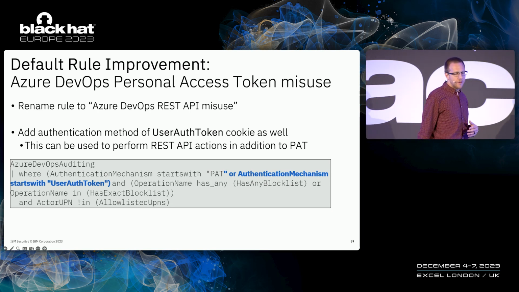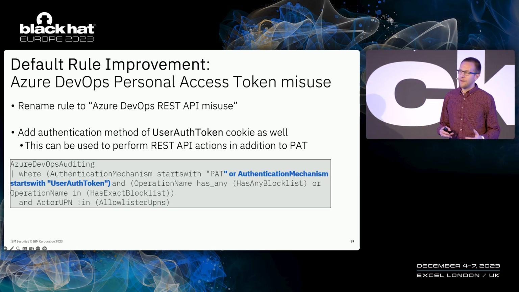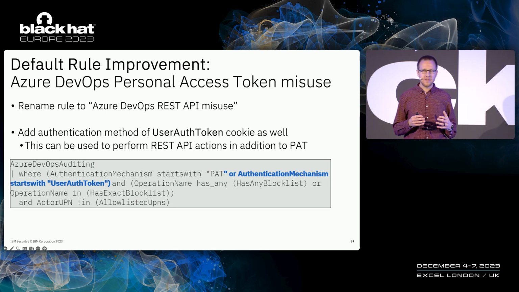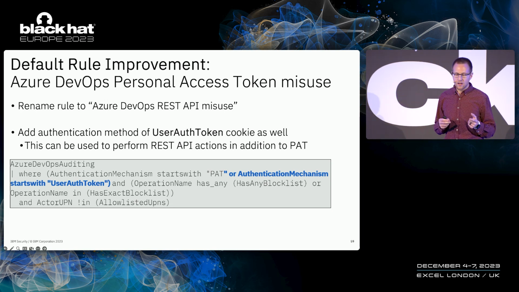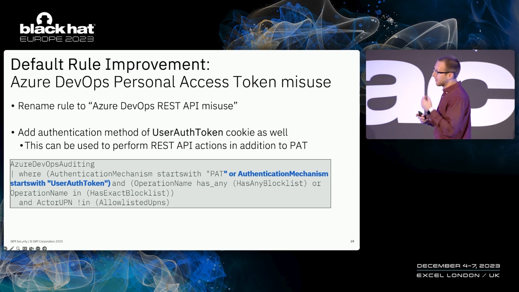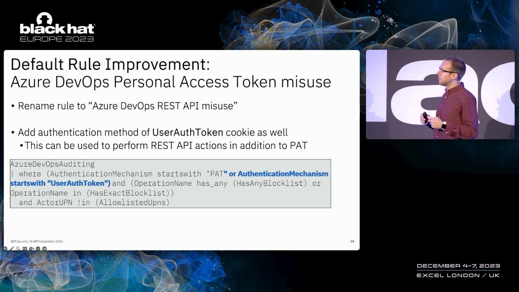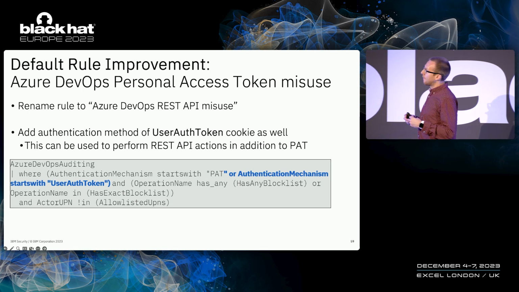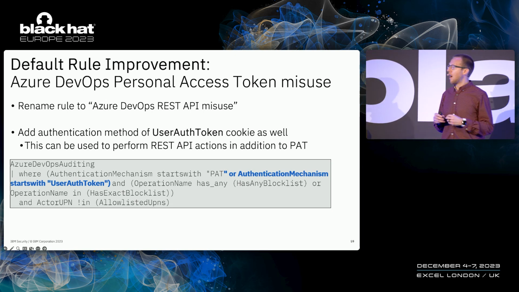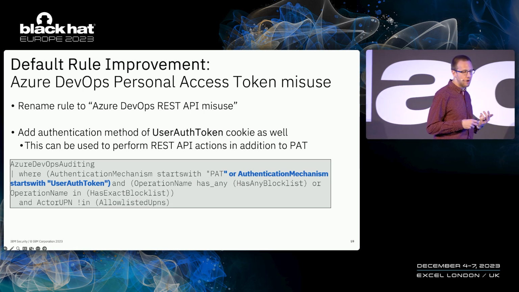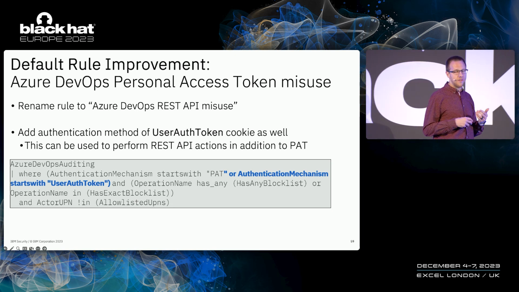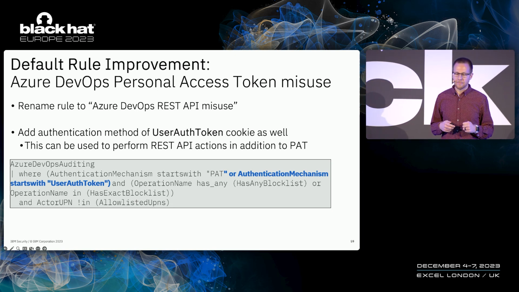So this first one here, I would rename it to be more of a generic Azure DevOps REST API misuse. And then I would add, you can see the blue text there is what I would add. So in addition to looking for the authentication of a PAT, also look for the authentication mechanism of the user auth token, because as you saw in this, you can use that to interact with the REST API.